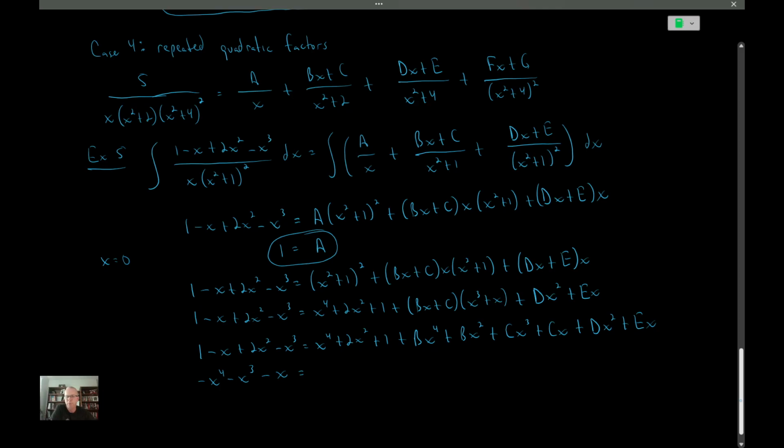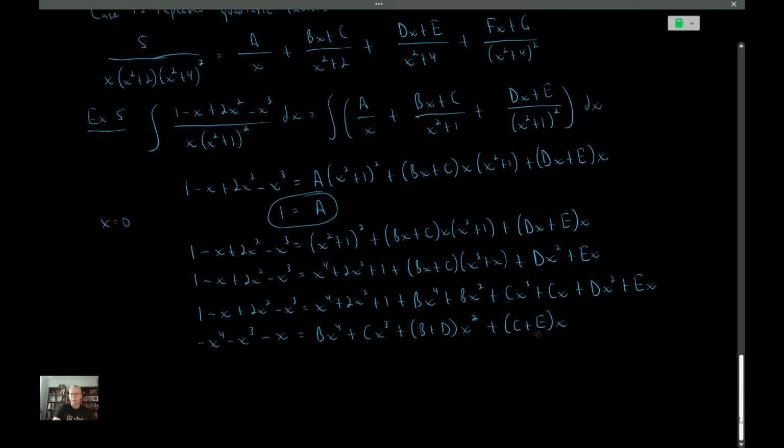So we only have one term with x to the fourth. So we have bx to the fourth plus, now what do we have with x cubed? We just have cx cubed. What do we have with x squared? We have bx squared and dx squared. So let's write b plus d times x squared. And then what do we have with x? We have c plus e times x, and then we have no constant term. The constant terms are completely gone.